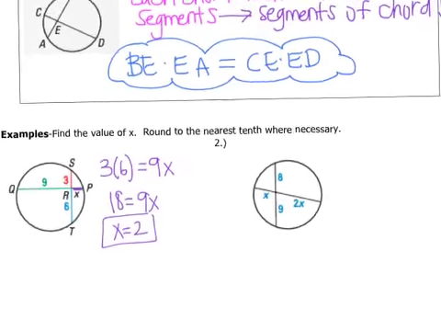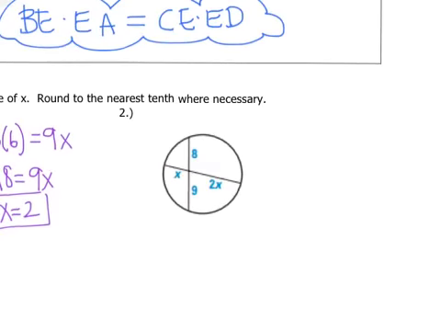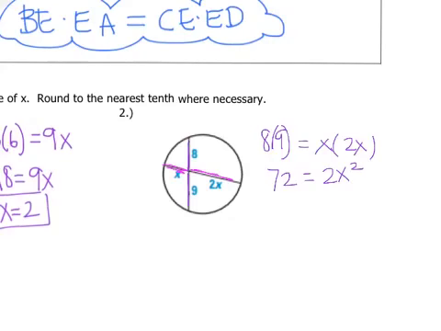If we look at the second example, same thing. We'll take the product of the two parts of one chord, so 8 times 9. We'll set that equal to the two parts of the other chord, so x times 2x. We need to multiply. 8 times 9 is 72, equals 2x squared. From here, we'll divide both sides by 2, get that x squared by itself. So x squared equals 36. When we take the square root, x equals 6.